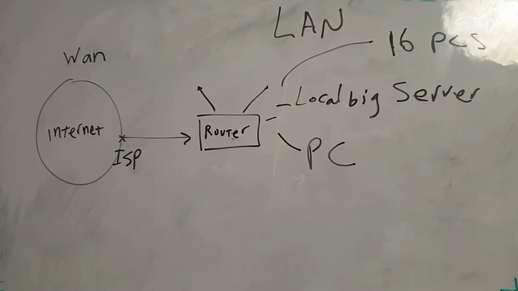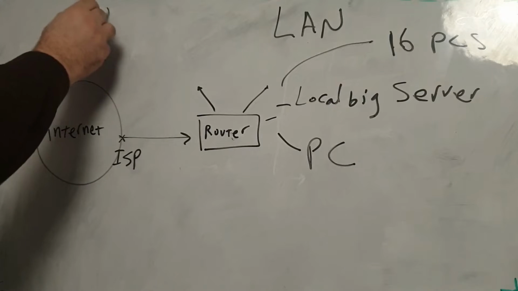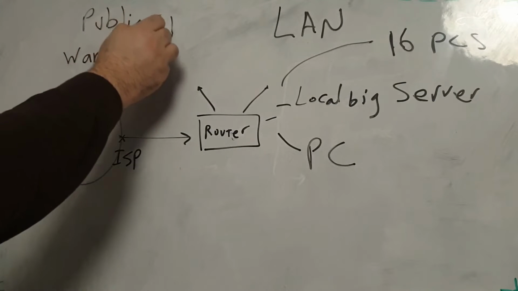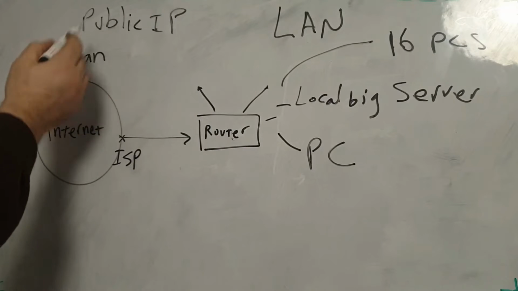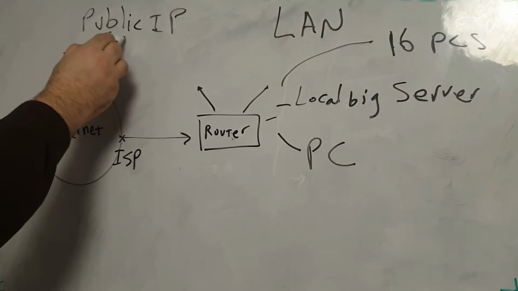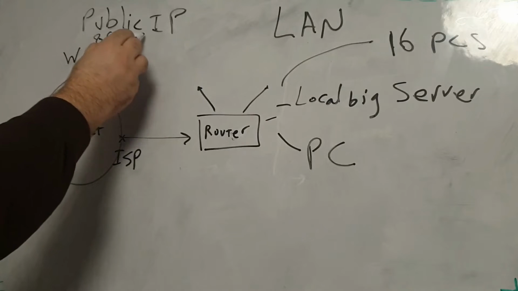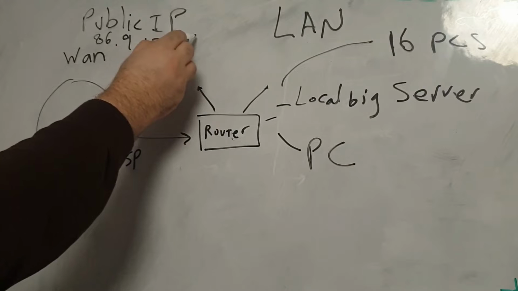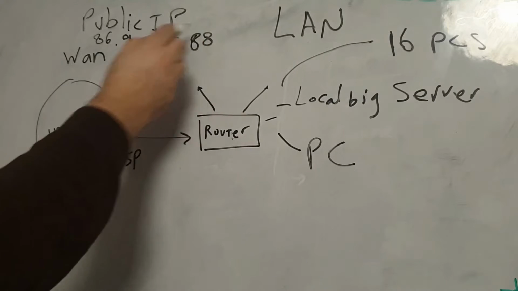The public IP is nothing different. It's in the same way. So if you've got one IP address, public IP, nobody else at that moment, same time, will have the same. So we call that public IP. If something looks a bit weird, it's like 86.9.125.88. It's something like that.